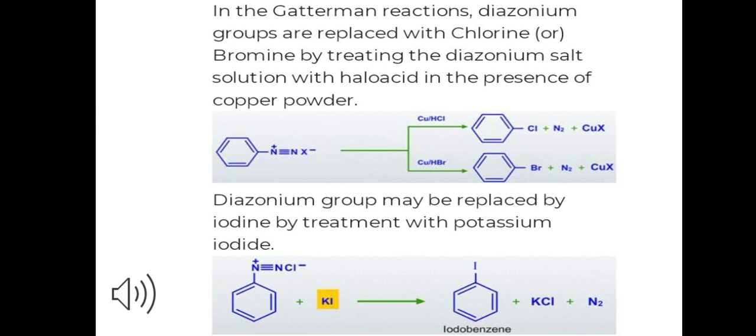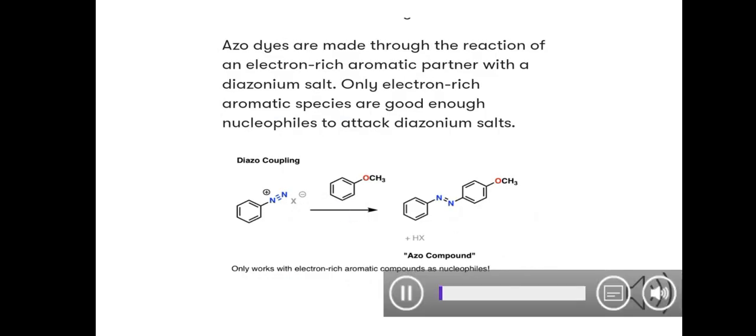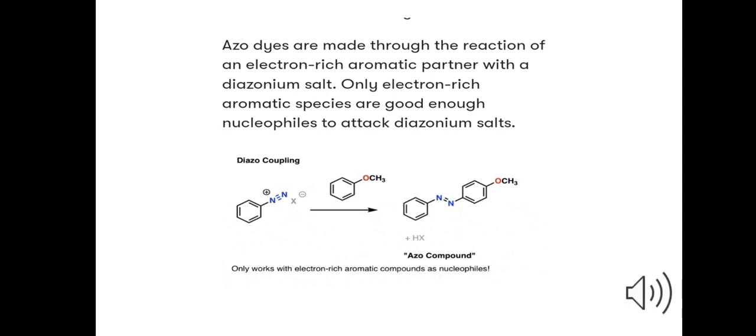If we use an oxidizing agent in the reaction mixture like nitric acid or potassium iodate, then the oxidizing agent converts the hydrogen iodide into the iodine molecule, and then the yield of the product can be better. Similarly, there are various applications of the diazonium salts. The dyes that are most widely used today are made through the reaction of an electron-rich aromatic partner with a diazonium salt. Only electron-rich aromatic species are good enough nucleophiles to attack the diazonium salt. As you see in the example, the diazonium coupling reaction takes place with methyl phenyl ether, and the resulting azo compound is obtained.